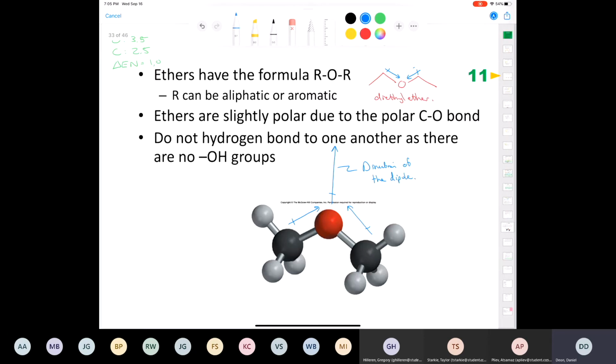All right, this molecule that's shown here is dimethyl ether, CH3OCH3. I told you earlier on in the class, I used this as an example when I was talking about constitutional isomers. Dimethyl ether is used as a propellant in spray paint.